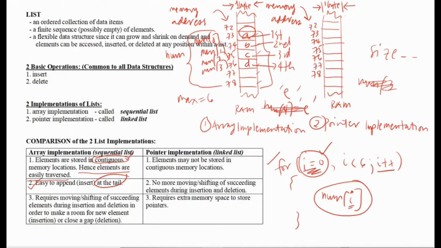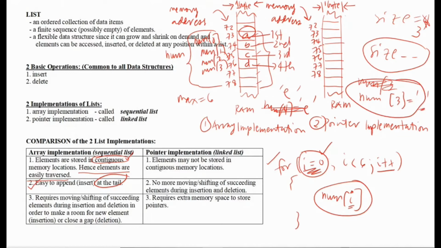So currently the size is equal to 4 because there are 4 elements A, B, C, D. When you decrement it, then this becomes 3. And although you don't necessarily have to say num3 gets blank, okay, just to erase letter D, you don't have to do this because the main reference for the list elements is the size.